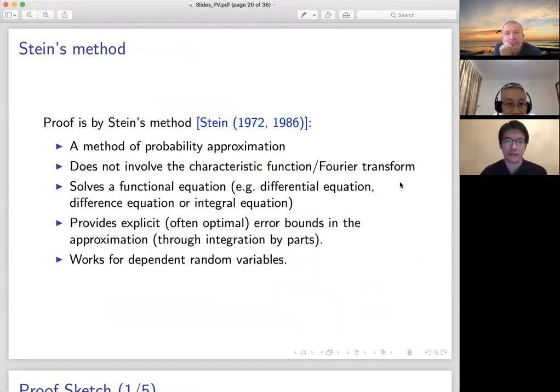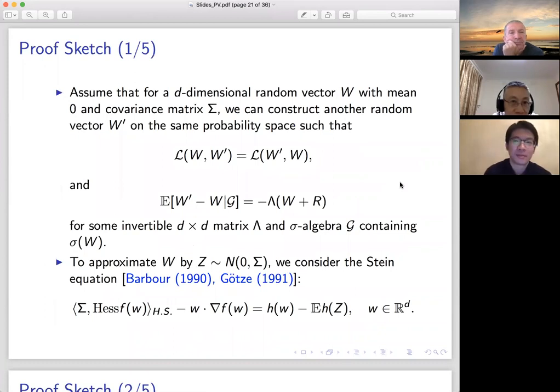So in the next part, I plan to talk a little bit about the proof of our main result, this Wasserstein bound. The method we use is Stein's method. So the proof sketch will have 5 pages. The first 3 pages are what was done in the literature, and the last 2 pages are what we did. So recall that we have this exchangeable pair setting for our random vector W.